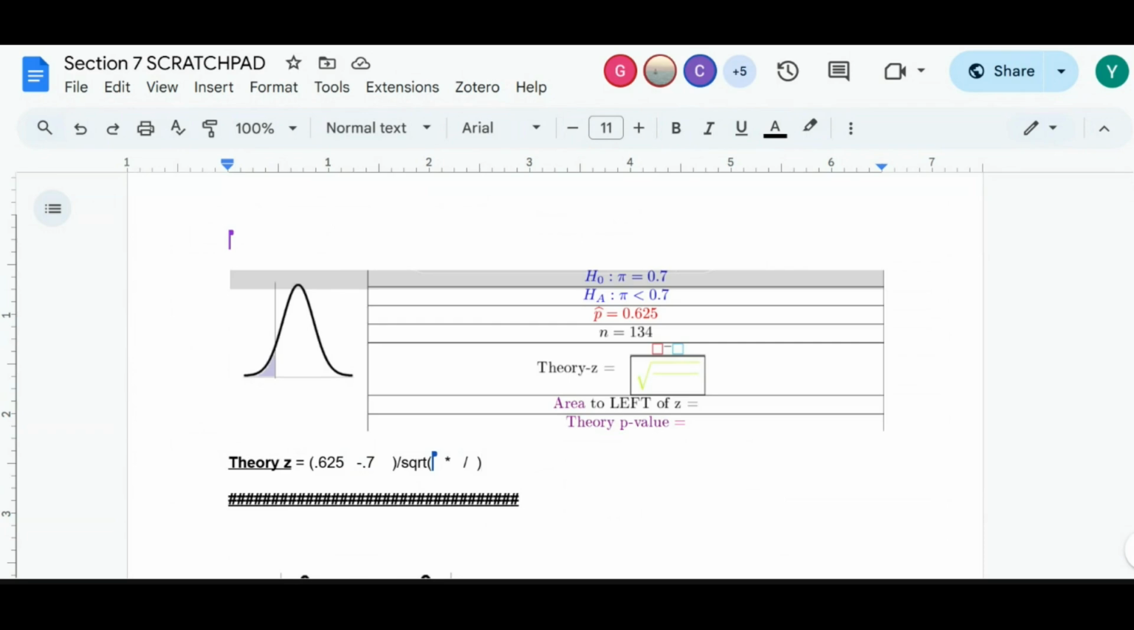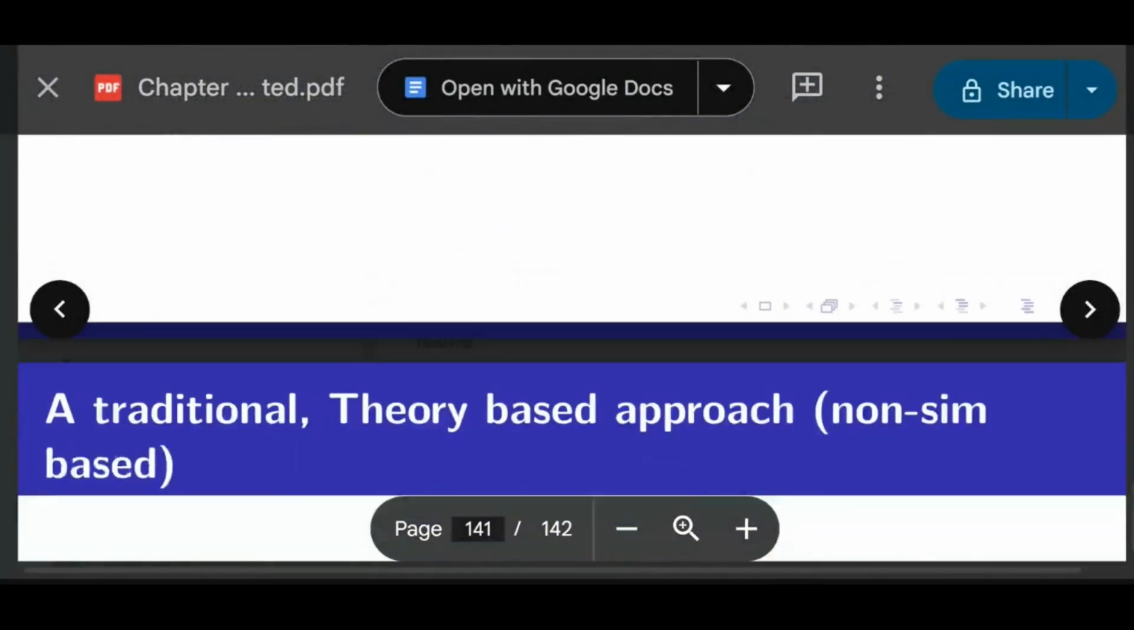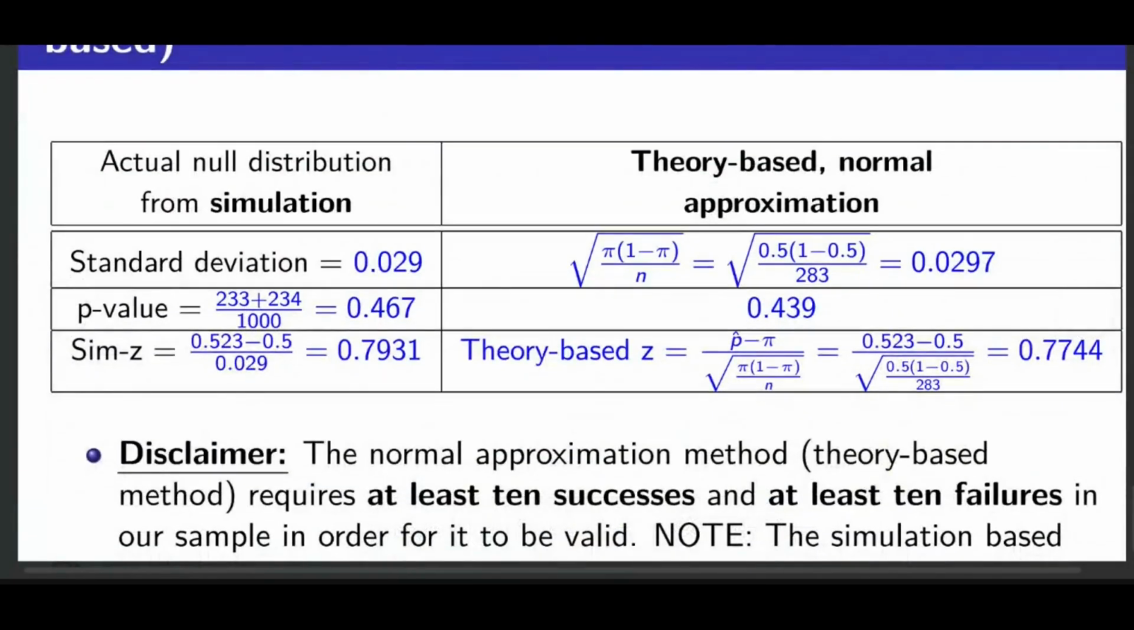You must slowly try to go away from the color. Not yet, I'm still easing you in. So it's p hat minus pi over the square root of what times what? Remember the formula I gave you in the slide? Let me go back to that formula in case you don't know what I'm talking about. The formula was here. Do you see p hat minus pi over square root of pi times 1 minus pi over n? That's the one.